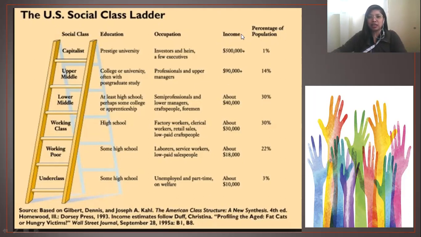This is the difference in income for the social classes. As you can see, from the highest to the lowest, the capitalist has about $500,000 as income, and the underclass about $10,000. For the percentage of population, the fewest fall into the capitalist class, and the highest fall into the lower middle and the working class, which has 30%.